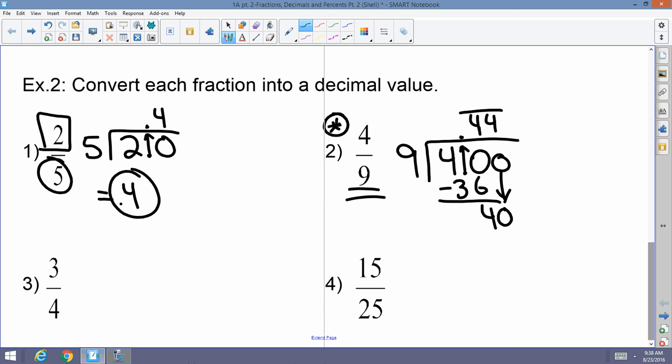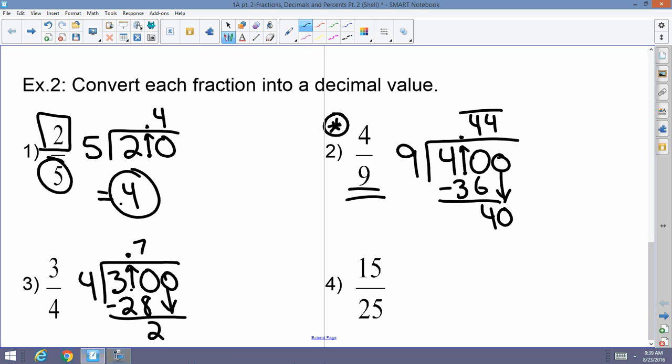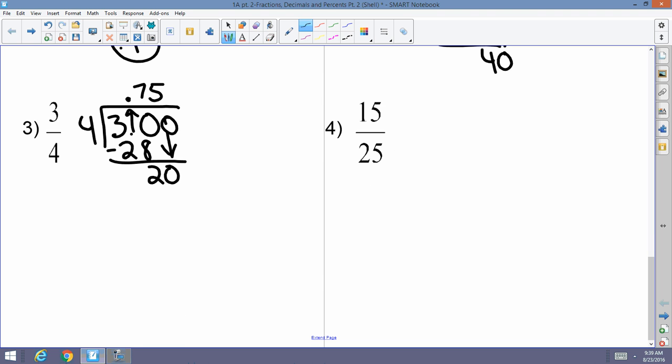Okay, 3/4. Everyone knows it's 0.75, but why? Well, that's because the 4 goes on the outside, the 3 on the inside, 3.0. Go ahead and bring that decimal up. 4 goes into 37 times, which is 28. I got 2 left over. Drop down a 0. 4 goes into 25 times, and that's completely perfect. So 3/4 equals 0.75 in decimal format.